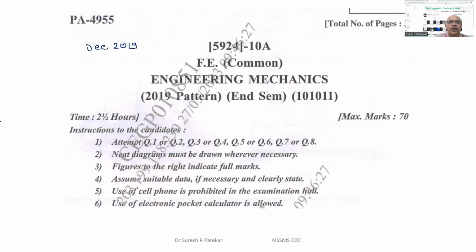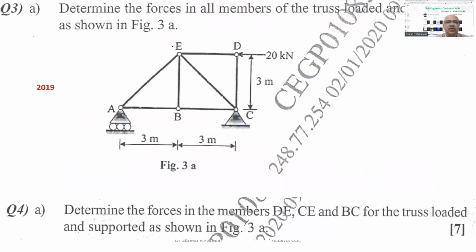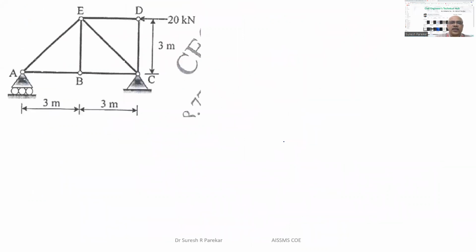Now we have actually problems from December 2019 and July 2022. So these two problems we are going to solve now. This was the first problem, question 3A and question 4A in the 2019 examination. Here we have to find all the members, and in the second we have to find DC and BC. So now we will go with this.